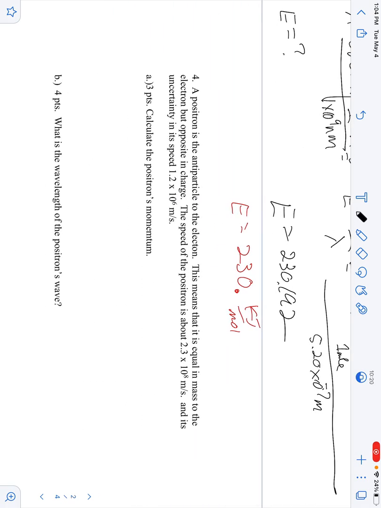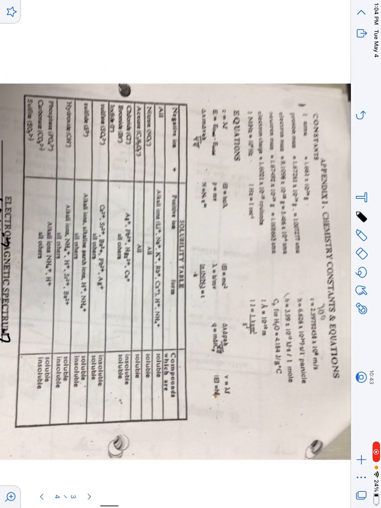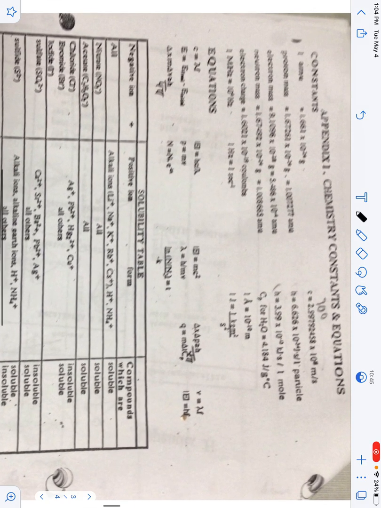Number 4, a positron is the antiparticle to the electron. It means it's the same in every single way, except it's opposite in charge. So if it's got the same mass as an electron, it would be 9.1 times 10 to the negative 28th grams. Where did I get that number from? Well, I got it from Appendix I. It says right there, that's the mass of the electron.